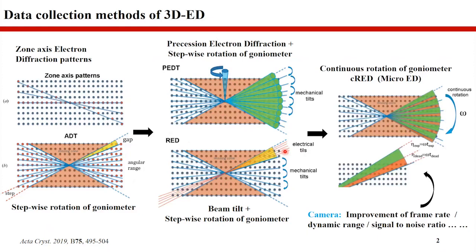And recently, with the development of better cameras, that means a higher frame rate, shorter dead time, higher dynamic range, and a better signal to noise ratio, a continuous rotation mode of the goniometer could be achieved. It is faster, and the gap of the reciprocal space becomes smaller than with all the previous methods. And now the well-known, widely used 3D methods, like CRED or microED, are all developed based on the continuous rotation mode of the goniometer.